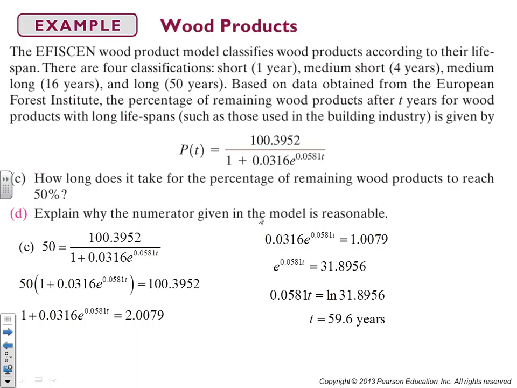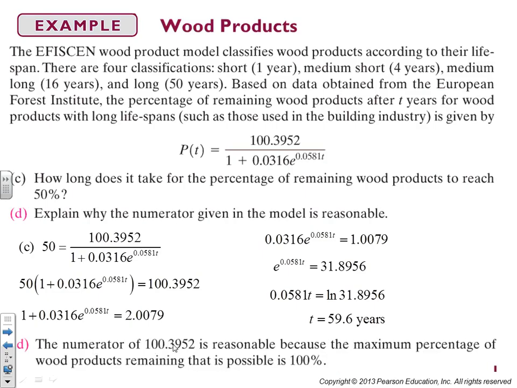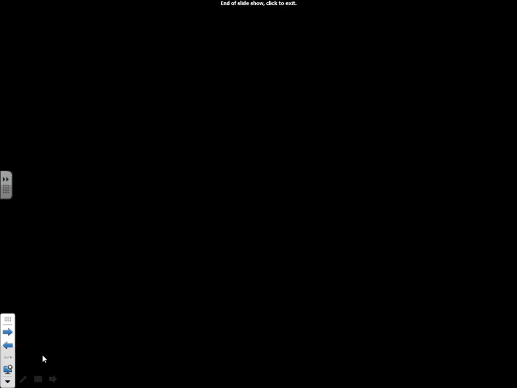Explain why the numerator given in the model is reasonable. The numerator of 100.3952 is reasonable because the maximum percentage of wood products remaining that is possible is 100%. So this is around 100. Phew, we made it. Good job, guys.